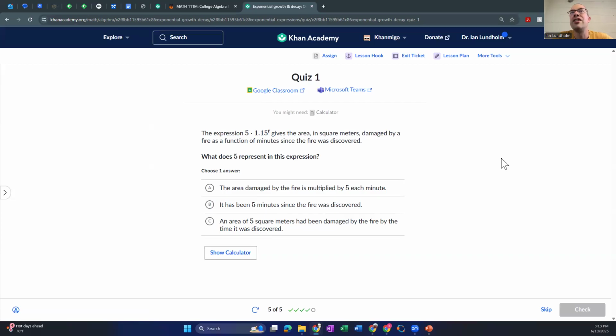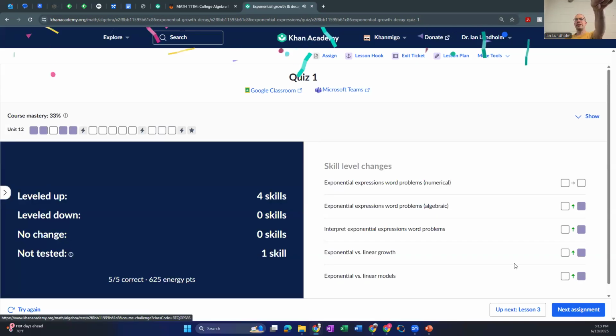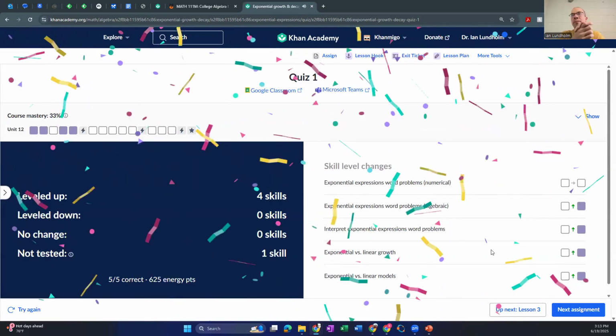That should be like the initial area. Yeah, by the time it was discovered. Okay. Boom. Got it right. Show me the summary. Oh, okay.